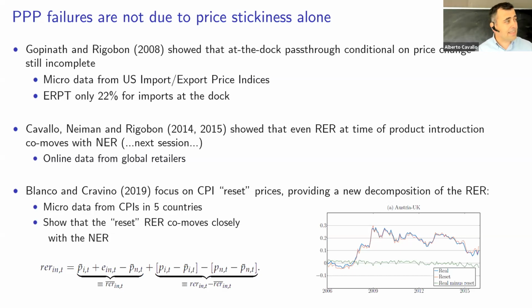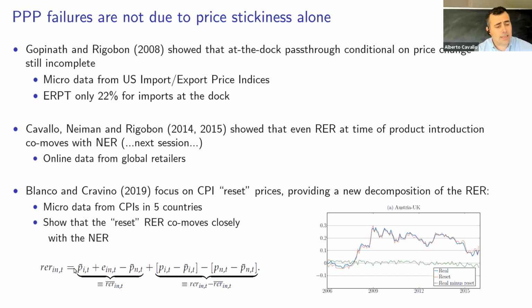And they basically, again, did a simple decomposition where they calculated the real exchange rate, but then they divided it between the real exchange rate of goods that actually change, and this other term that captures the difference between the real exchange rate of goods that change and the ones that do not change. So what they wanted to show is that if these were really about price stickiness, this difference wouldn't really matter.